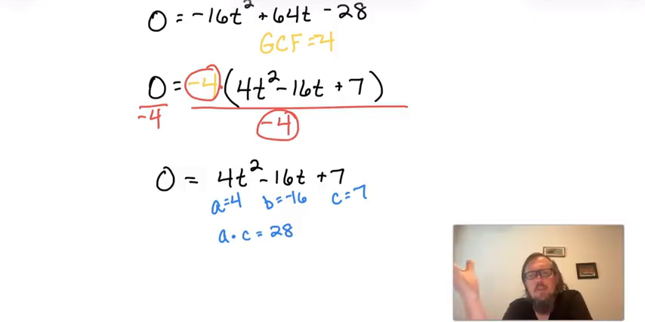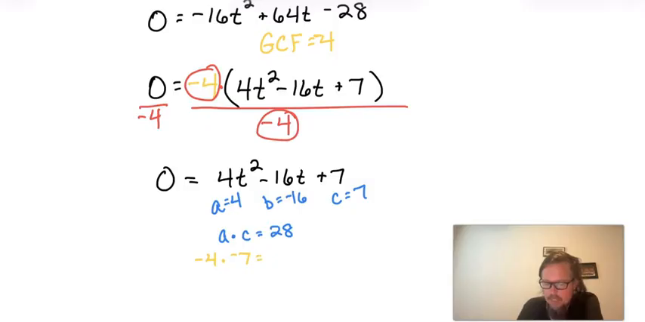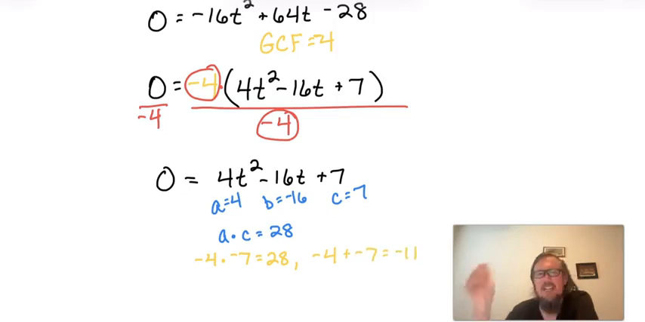I need two numbers that I can multiply to get 28, but when I add them, I get negative 16. And I always like to start off with the two numbers that gave me the 28 in the first place. I don't know why I do that. But negative 4 times negative 7 is 28, and negative 4 plus negative 7 is -11. Not -16, but a place to start.